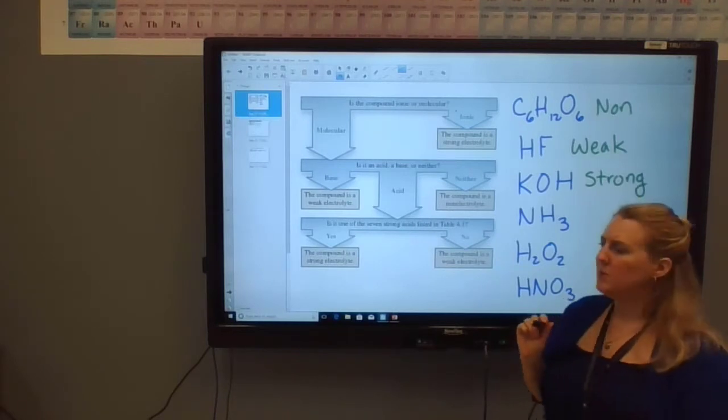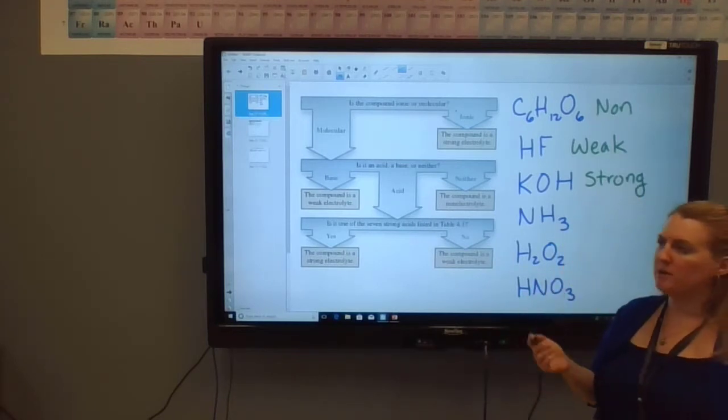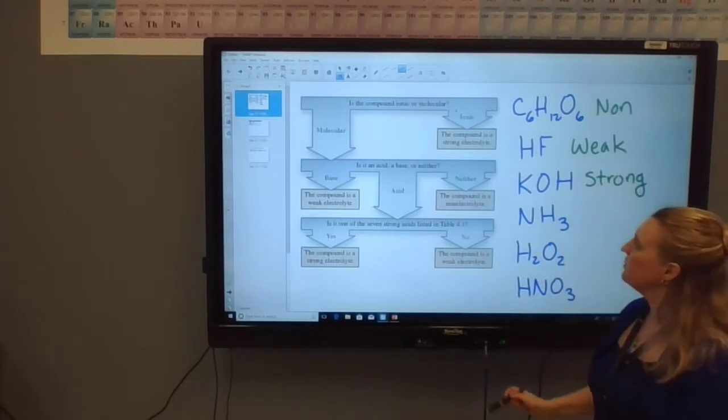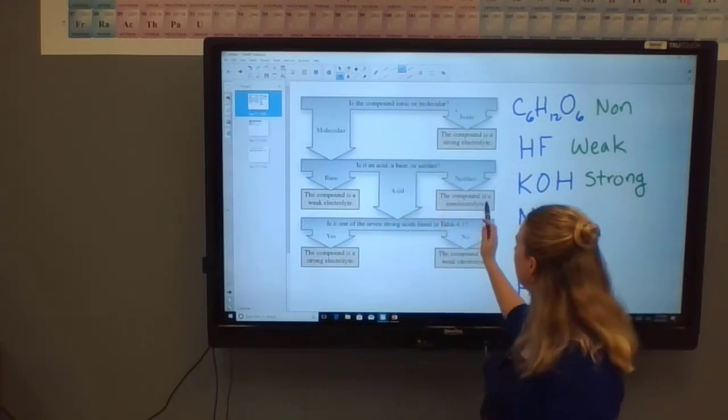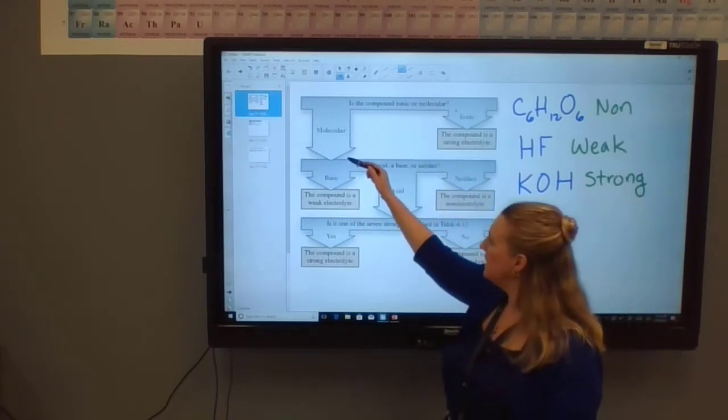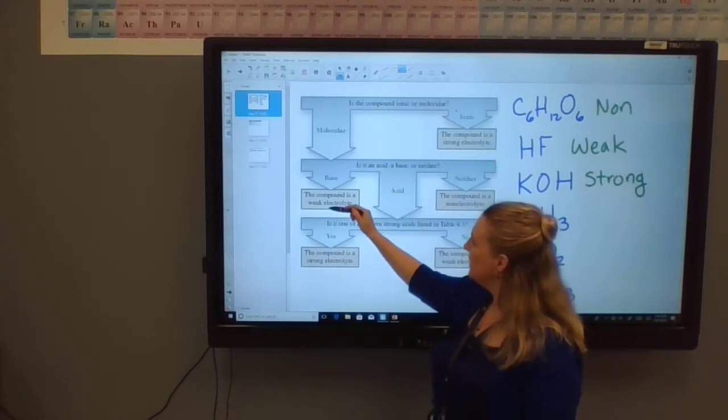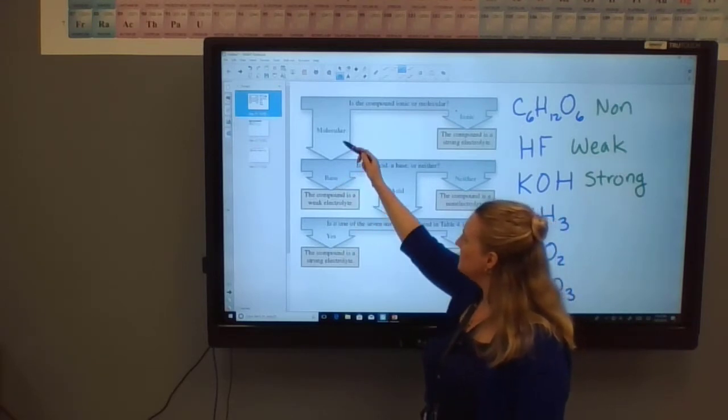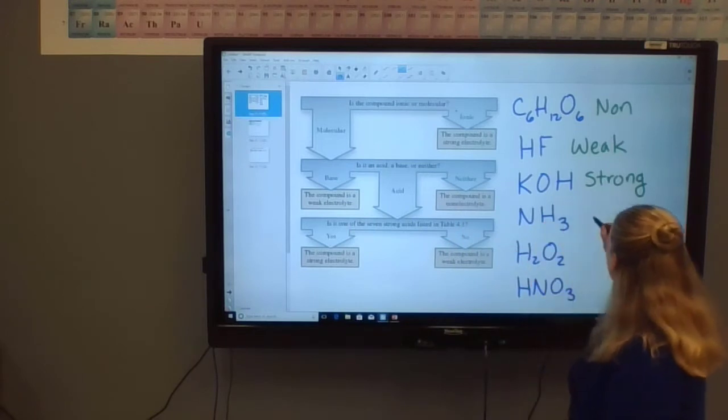Next we have NH3, which is ammonia. It is molecular. So we're down here. Acid, base, or neither? Ammonia is molecular, and it is a base. So if it's a base and it's molecular, it's a weak electrolyte. So this one is weak.